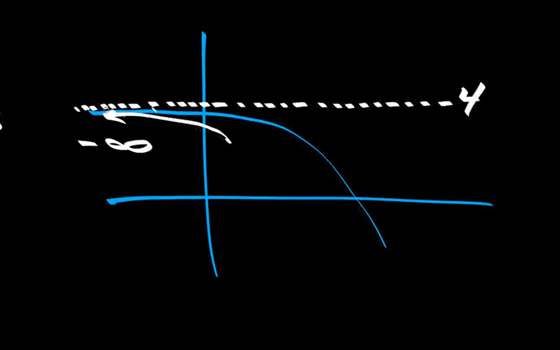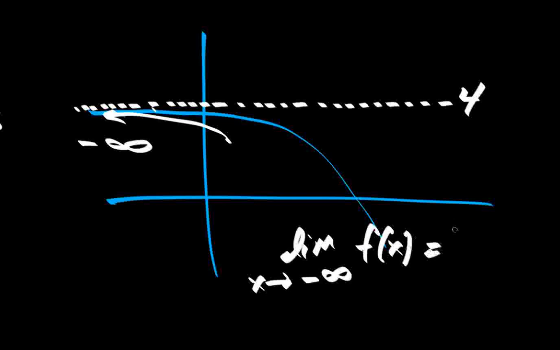So as I'm going to the left, really far, this function gets closer and closer to this asymptote. So I could say that the limit as x approaches negative infinity, or as I go to the left really far away, of some function f of x, equals 4. And so I can say that, hey, there's an asymptote there because this function is getting really close to 4 as I go over to the left towards infinity. That's pretty cool.